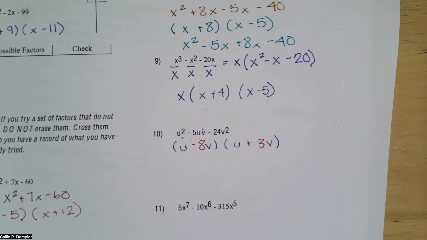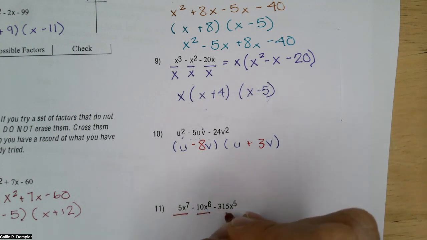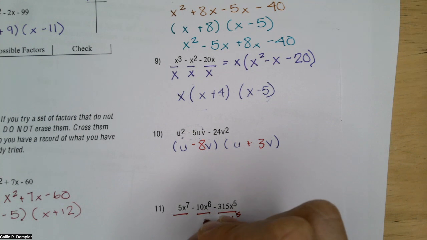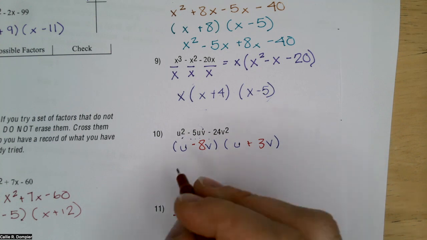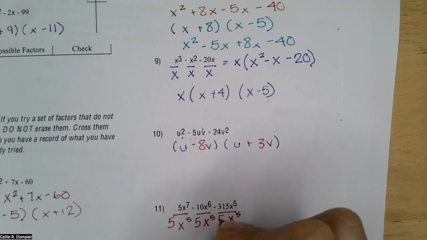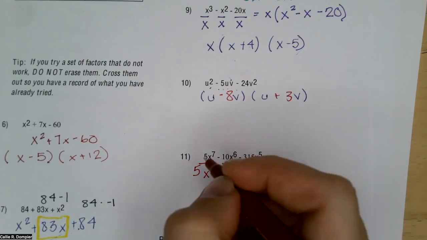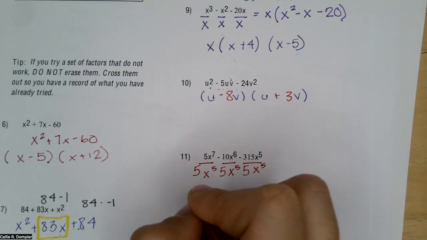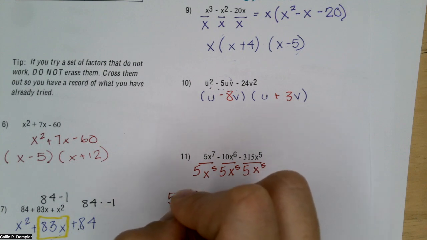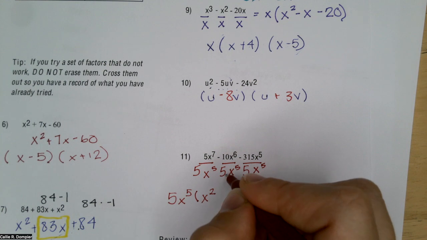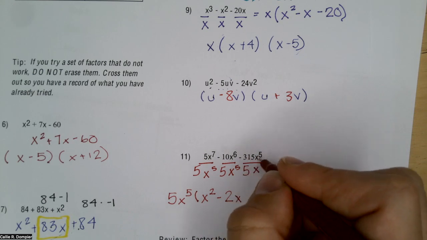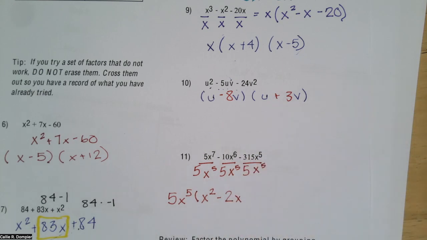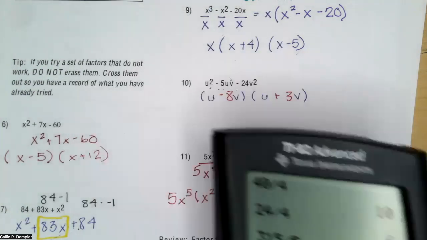All right, number 11, we can factor out an x to the 5th, right? We can also factor out a 5 because they all end in 5. 5x to the 7th divided by 5x to the 5th leaves us with x squared. Negative 10 divided by 5 is a negative 2. X to the 6th divided by x to the 5th is just x. And then negative 315 divided by positive 5 is a negative 63.